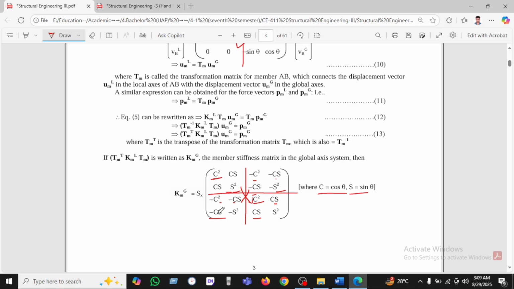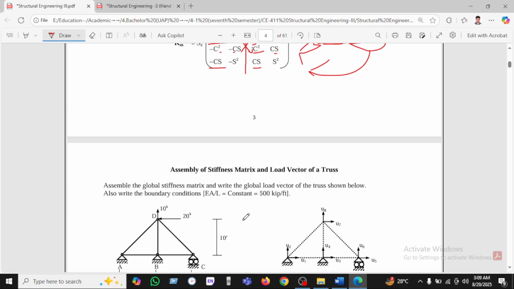It will be opposite. What is the C? C is nothing but cos theta. We are just taking it in the short form. What is the S? S is nothing but sin theta. Okay.